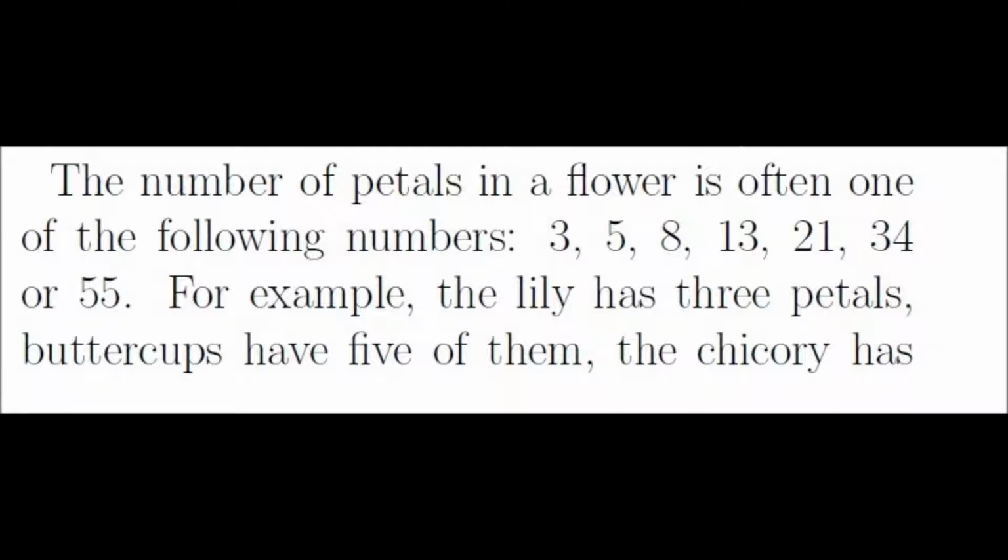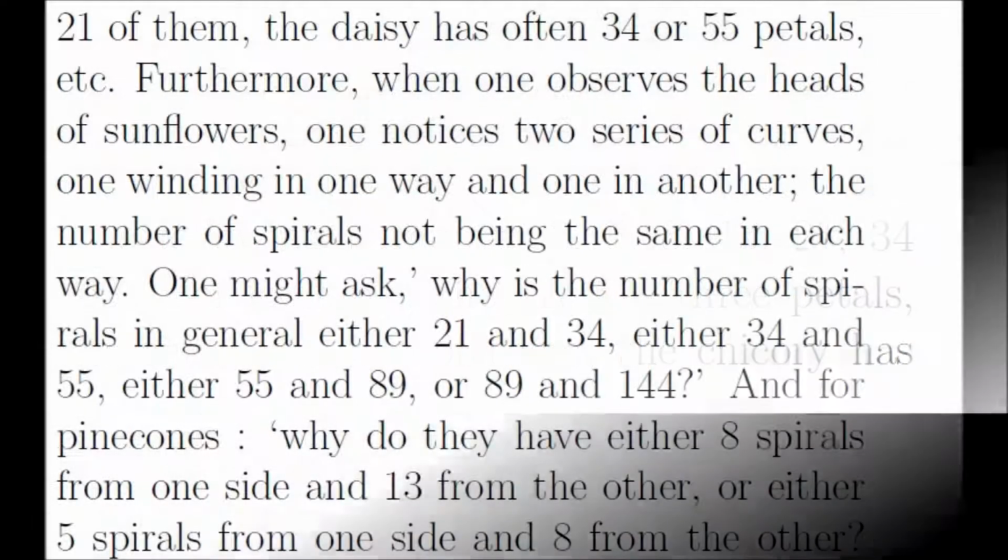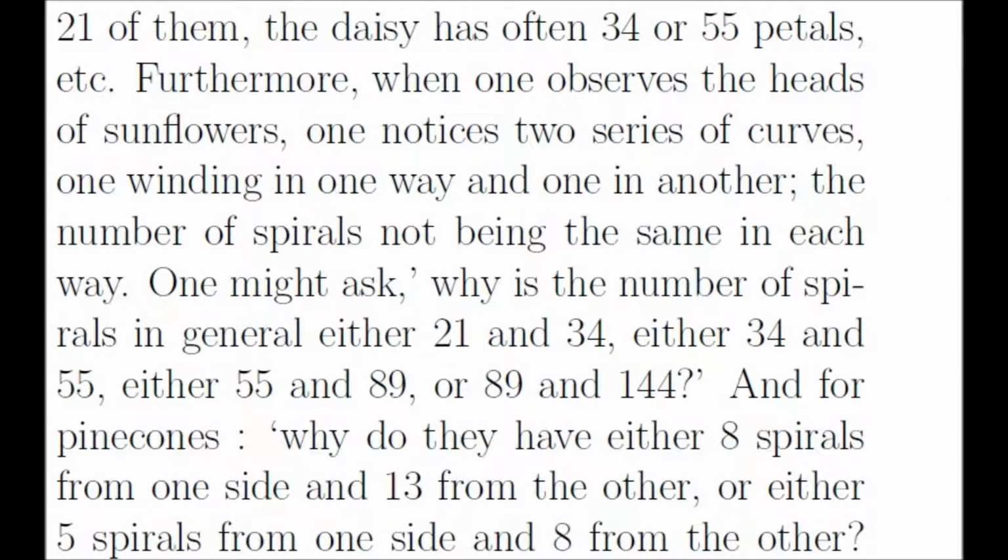The number of petals in a flower is often one of the following numbers: 3, 5, 8, 13, 21, 34 or 55. For example, the lily has 3 petals. Buttercups have 5 of them. The chicory has 21 of them. The daisy has often 34 or 55 petals, etc.